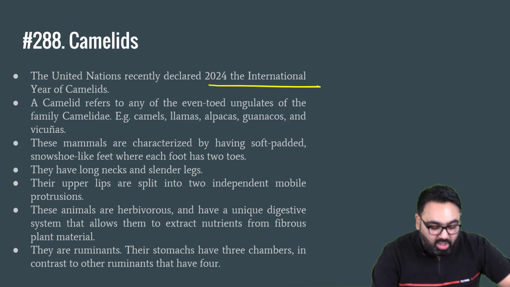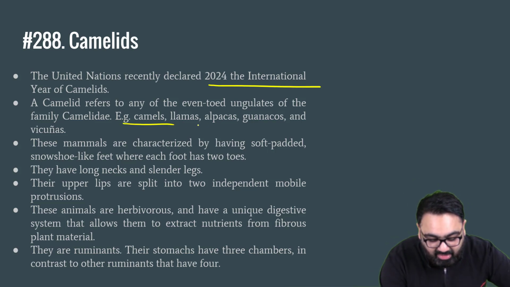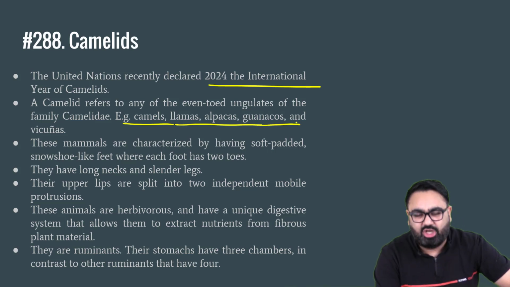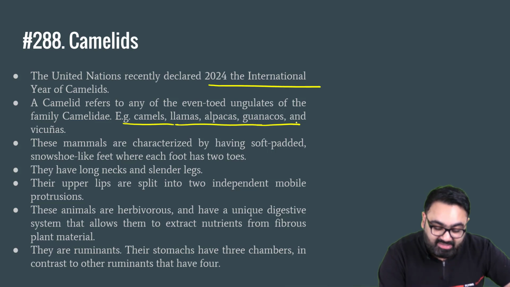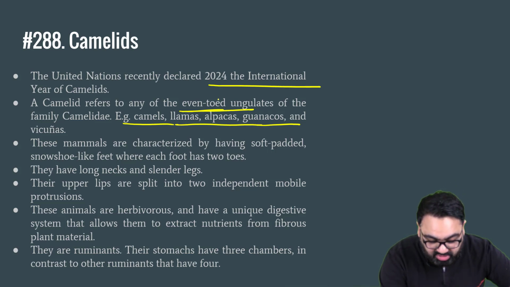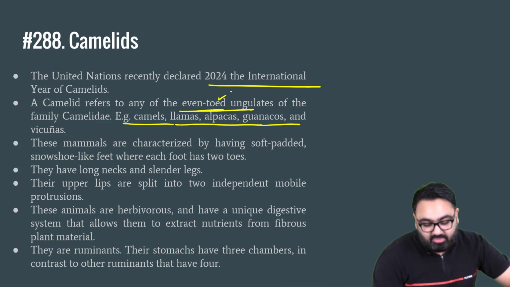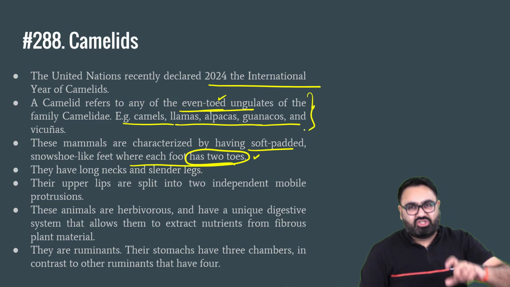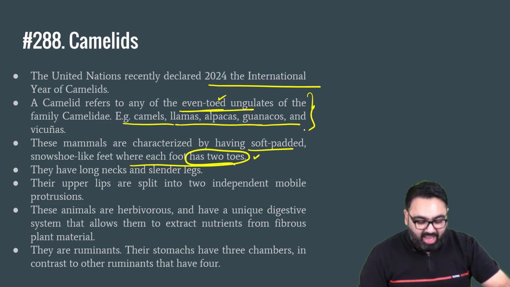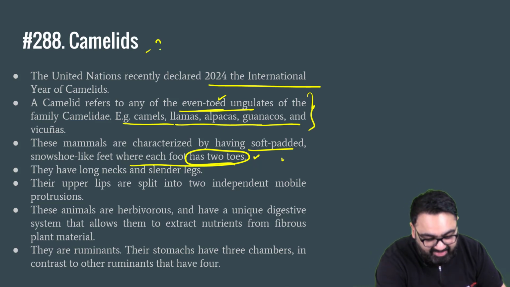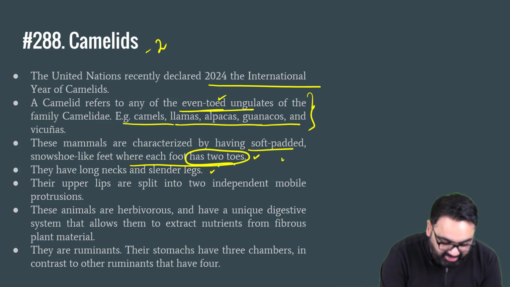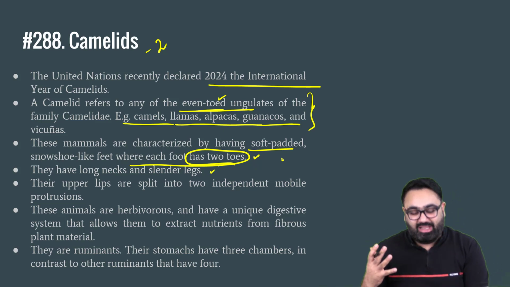They basically belong to the same family where camels, llamas, and alpacas belong. The interesting part is they have an even number of toes. They are characterized by having a soft pedal where each foot usually has 2 toes. So this family of animals has an even number of toes, and camelids specifically have 2 toes on each foot. They have long necks and slender legs, but again not as long as the camels.